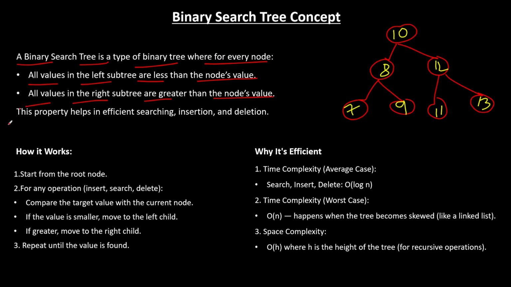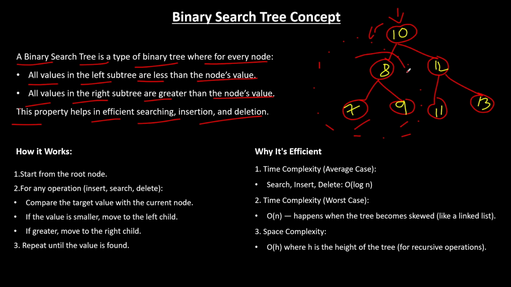Okay, this property helps efficient searching, insertion, and deletion. So let me make you understand. Suppose this is a root node, and if you observe the left subtree of this particular node, you could see that 8 is smaller than 10, 7 is smaller than 10, 9 is smaller than 10, right?